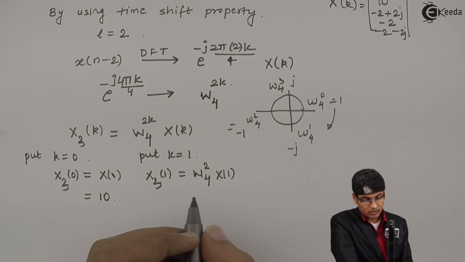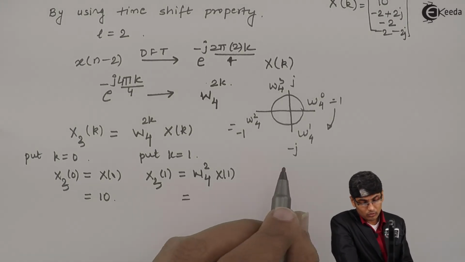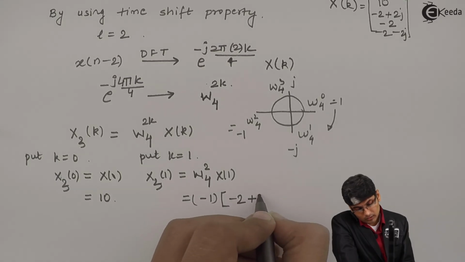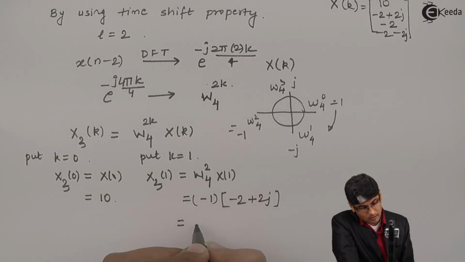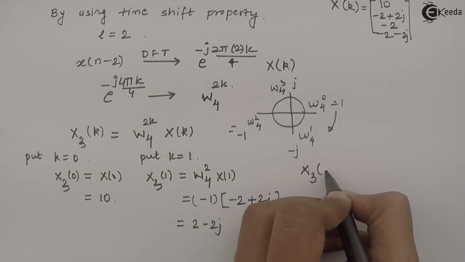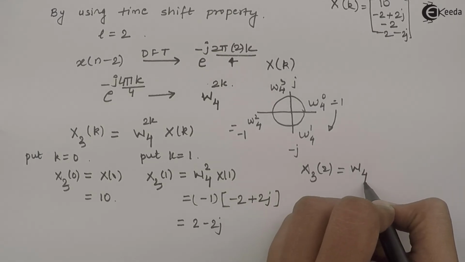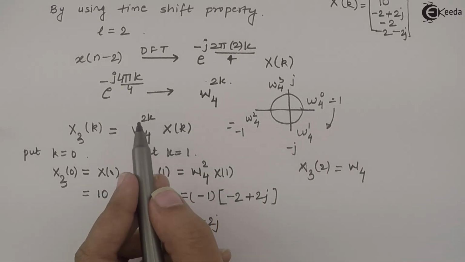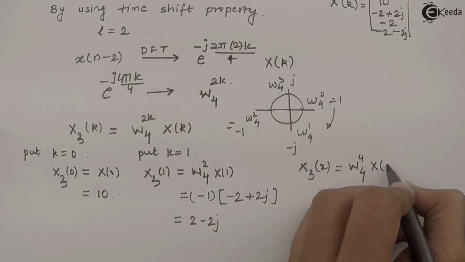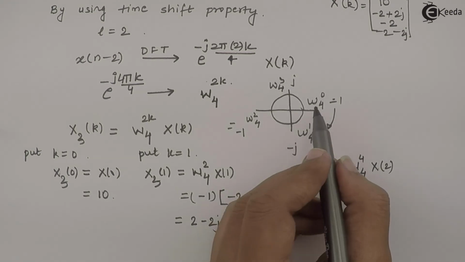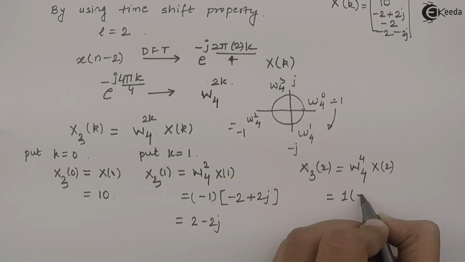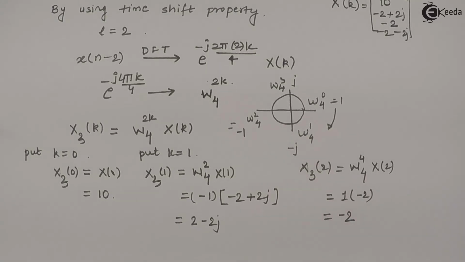Now, W4 raised to 2 is minus 1. So, I am multiplying minus 1 to minus 2 plus 2j. So, that will give me 2 minus 2j. Then x2 of 2 will be equal to W4 raised to, now 2 and I am putting 2 for k, then that becomes 4, W4 raised to 4 x of 2. W4 raised to 0 is same as that of W4 raised to 4. So, it will be 1 into x of 2 is minus 2. So, x2 of 2 is minus 2.